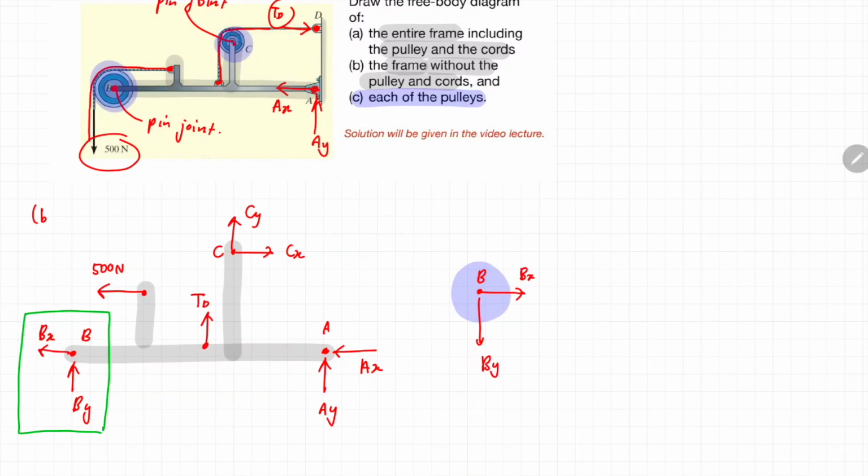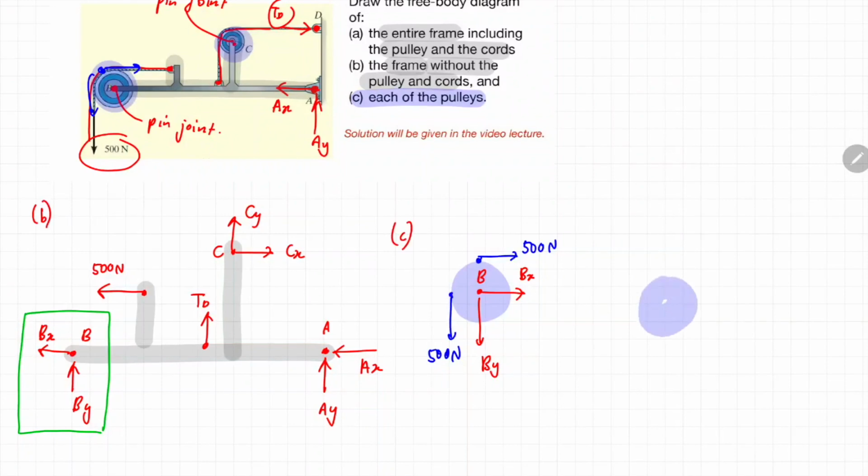Now, the pulley is connected with a cord. Anything connected to it, you have to define with a direction of force. So the cord can be represented in the free body diagram of the pulley like this. There will be one tension over here with the magnitude of 500 Newton, and another tension over here with the magnitude of 500 Newton. So that is the free body diagram at pulley B.